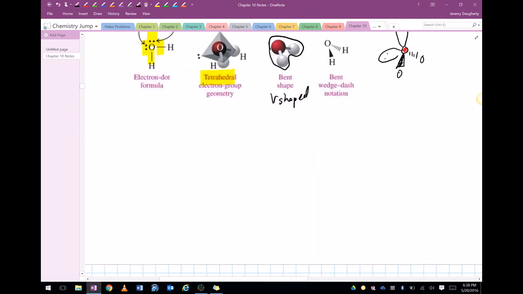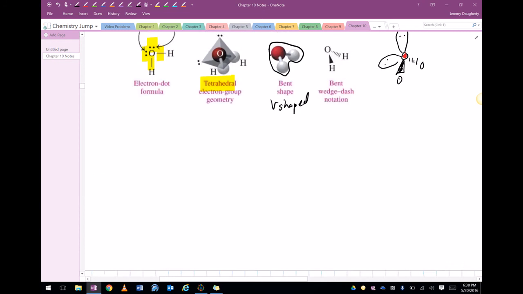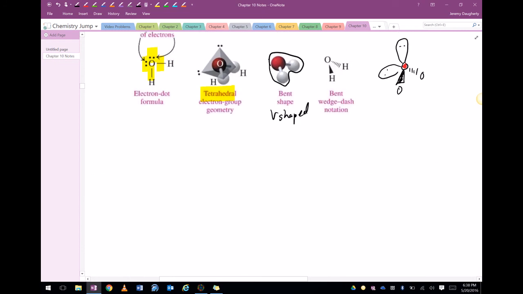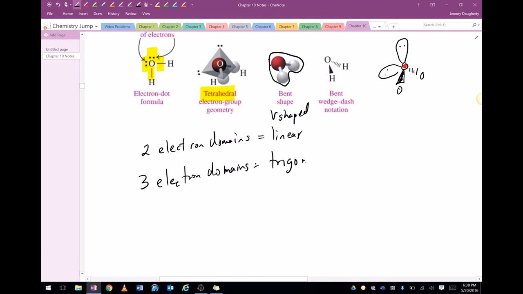Okay. So we only go up to 4 electron domains. In AP, we cover the 5th and the 6th electron domain geometries. But for 2 electron domains, just to summarize here, you are linear. 3 electron domains, you are trigonal planar. 4 electron domains, you are tetrahedral.